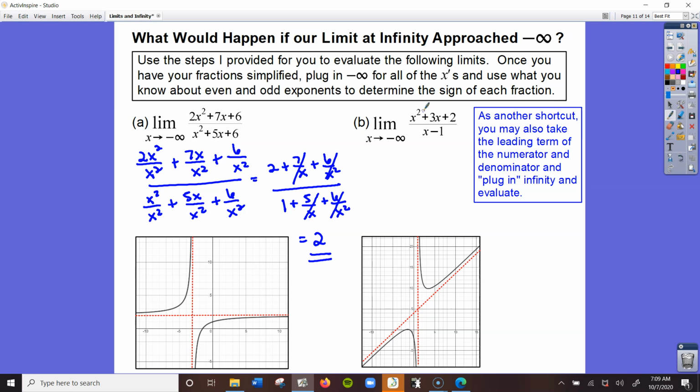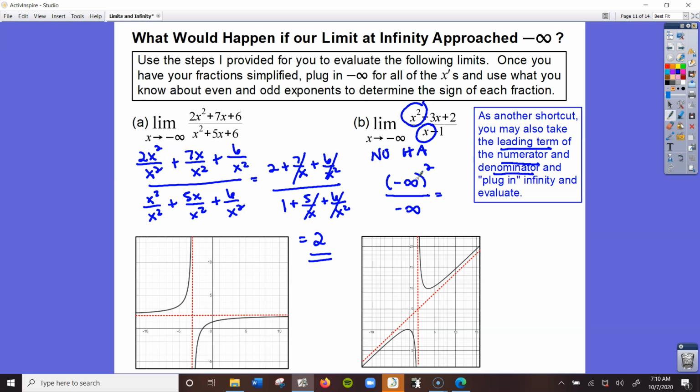I see that the numerator's degree is larger than the denominator's. This means that there is no horizontal asymptote. But I still need to know if you're going to have an infinity or negative infinity for the left side of the graph. Since this is not a polynomial type function, I can't necessarily use the leading term test. So what I'll do here is think of plugging in infinity into the leading term of the numerator and the denominator, so I'm just looking at the x squared and the x. If I were to plug in negative infinity, I would have negative infinity squared over negative infinity.